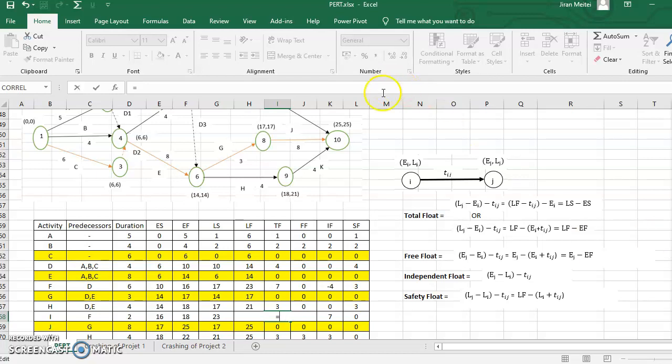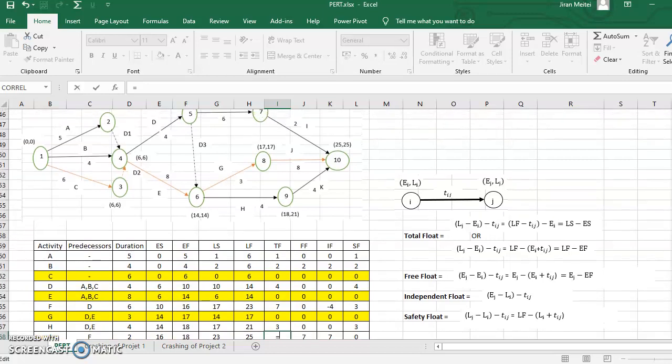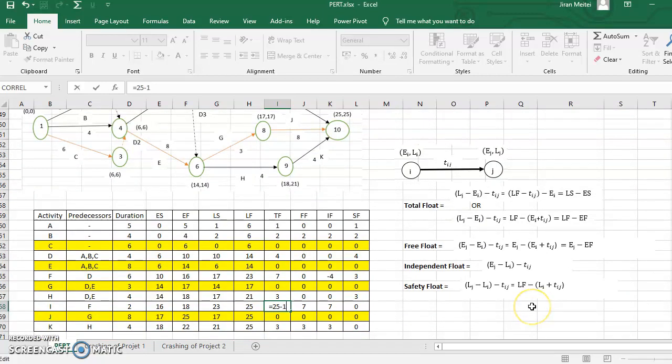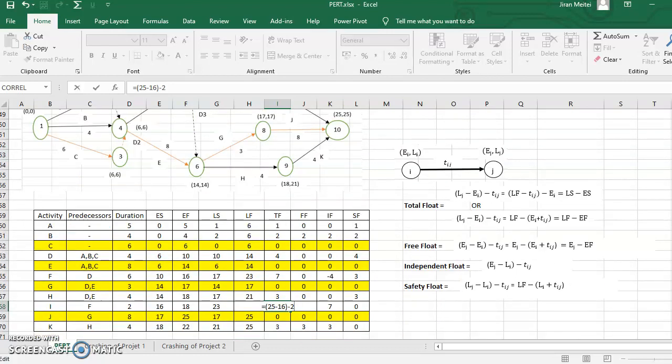For activity I, your LJ is 25, minus EI, which is 16. Let me put this inside the bracket, and minus the time taken. What is the time taken? 2, which is nothing but 7. And this 7 you can also obtain by subtracting the early starting time from the latest starting time.